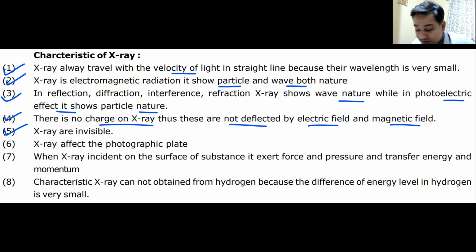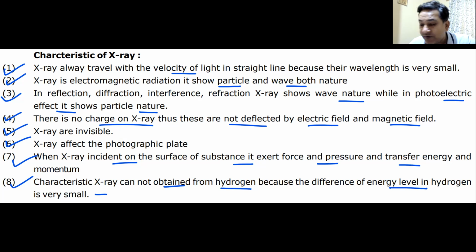It is invisible. You cannot see it, not in the visible range. They do affect the photographic plate. When they hit a surface, they will exert pressure. We all know this. Characteristic X-rays cannot be obtained from hydrogen because the difference of energy in hydrogen levels is very small. One important topic on which a straight question can come. Please note them down. Remember them. If you don't want to note them down, remember them always, because you will see straight away questions coming from this topic. Do we understand this? Yes, sir. Will you remember this? This is all about your remembering.